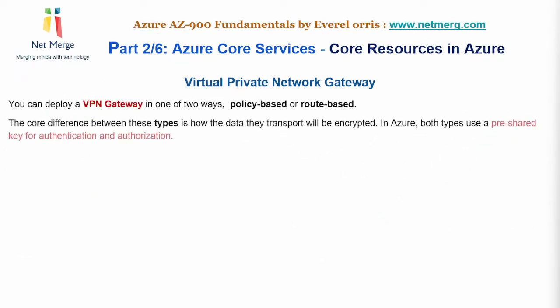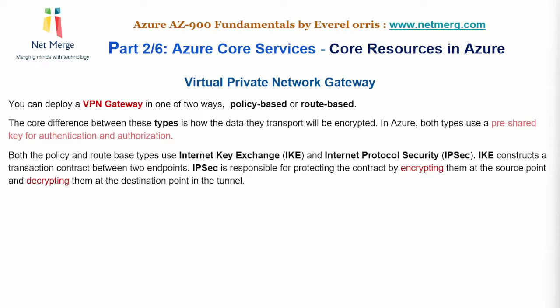Now, these are the virtual networks. You can deploy a VPN gateway in one of two ways: policy-based or route-based. You want to understand the core difference between the two types. And those are the different types there.